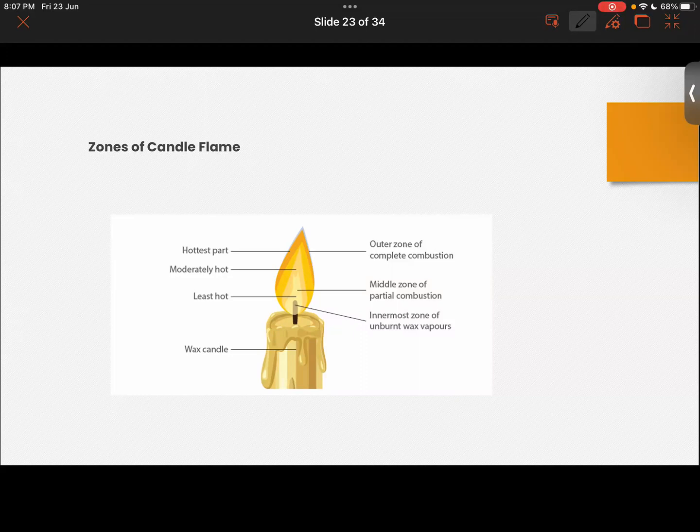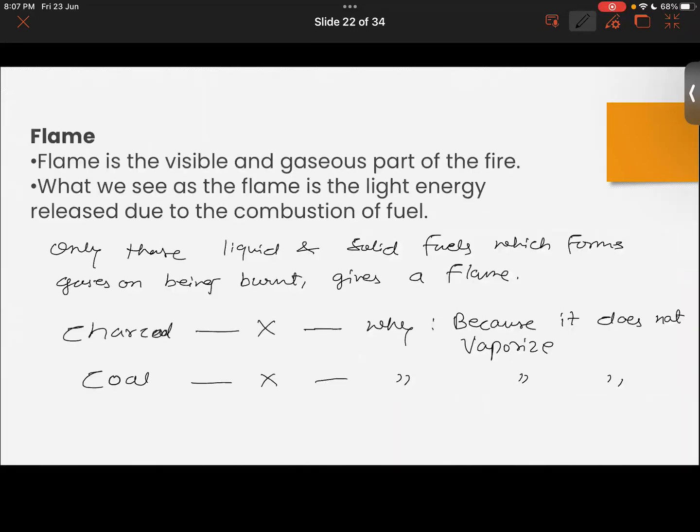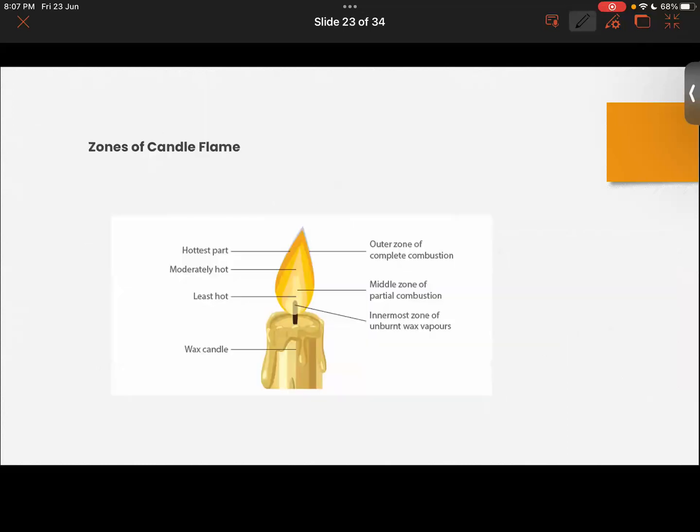So the type of flame which is being produced depends upon the amount of oxygen supply. There are three cases here. Before we discuss that, let's first quickly get done with the zones of a candle flame. Let me just add one more slide in here so it becomes convenient.